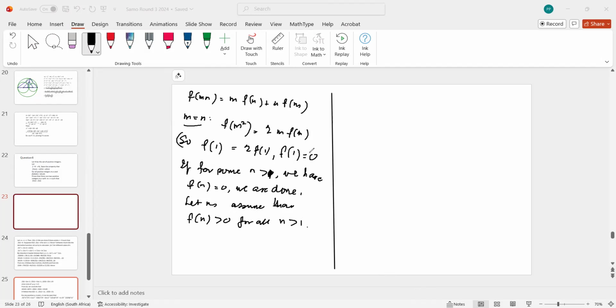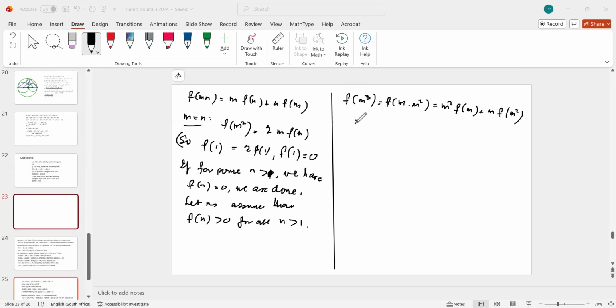Okay, now the thing is, I got f of m squared equals 2m f of m. Let's try m cubed, f of m cubed. And remember, this formula here is when you got a number which is a product of two things, you can split it like this, right? So this is f of m times m squared. So this is equal to m squared times f of m plus m times f of m squared, right? This times f of m plus that times.